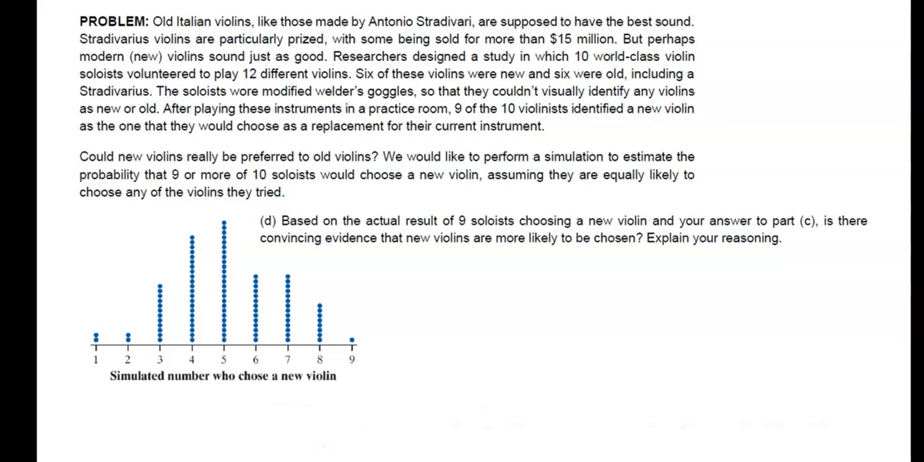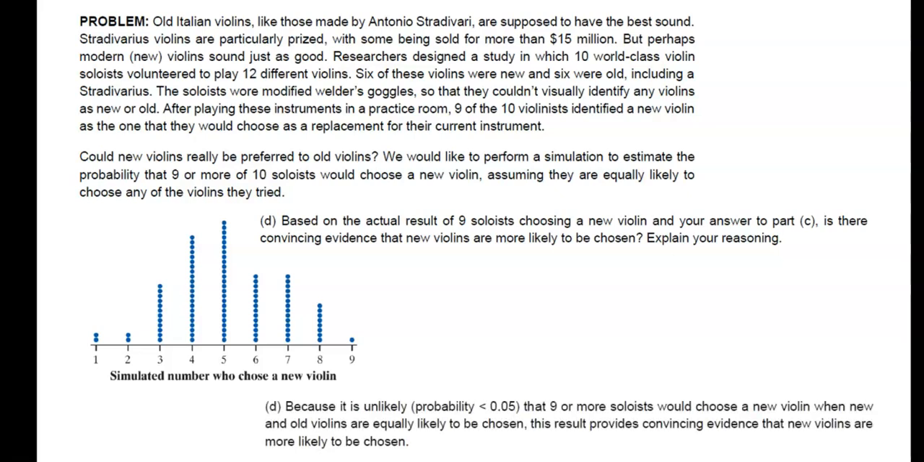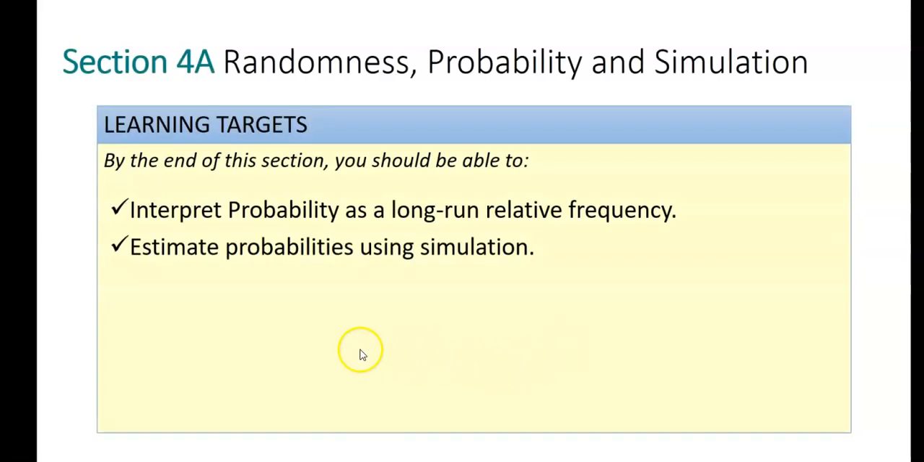D. Based on the results of 9 choosing a new violin in your answer to part C, is there convincing evidence that new violins are more likely to be chosen? Because it's unlikely, less than 5%, only a 1% chance that 9 or more would choose a new violin, this does provide convincing evidence that new violins are more likely to be chosen. It makes me think new violins are better. That's the end of the lesson.